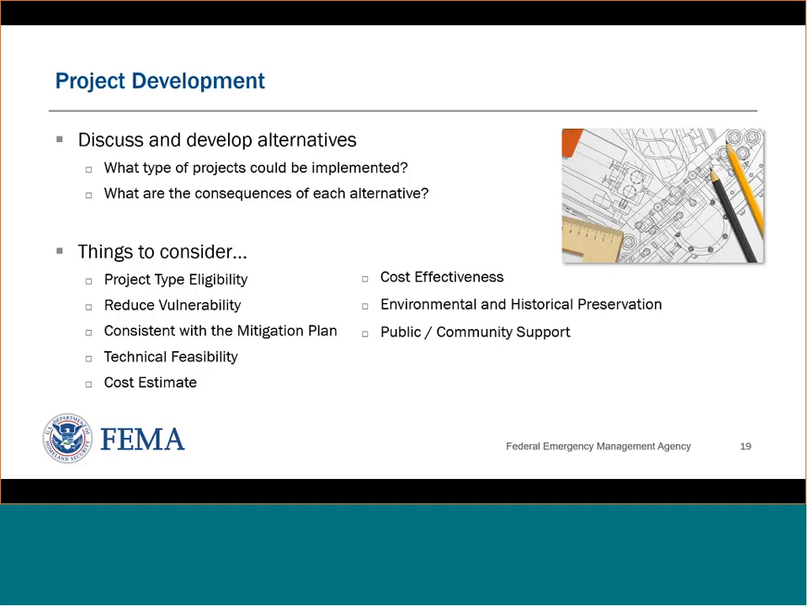You might find out that what you're proposing or thinking about is tremendously expensive and your community can't afford it. So are there alternatives that you could look at? Some specific things to consider is whether the project's eligible for funding. It's in the identified category of eligible projects. Will the project reduce the vulnerability of the identified area of your community, the specific structures or infrastructure that you've identified? Is it consistent with your mitigation plan?